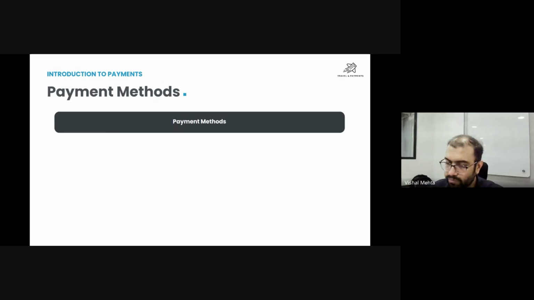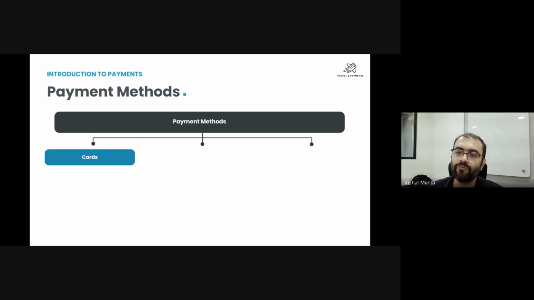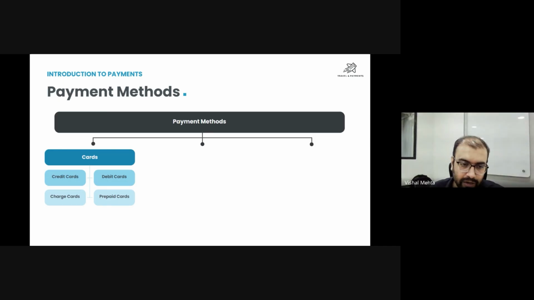So when it comes to electronic money, we talk about the different types of payment methods, of money movement. The first thing, which is obvious, which everyone thinks about electronic money, is cards, right? And when it comes to cards, there are four types: credit, debit, charge, and prepaid. We'll dive a little deeper into the different forms of cards. Then, of course, real-time payment methods.